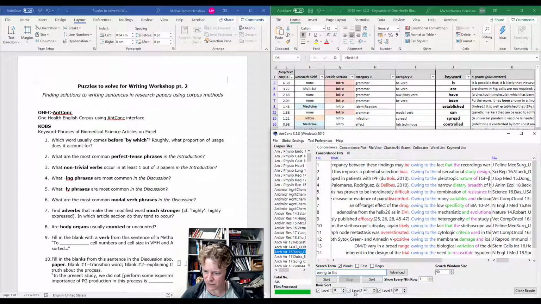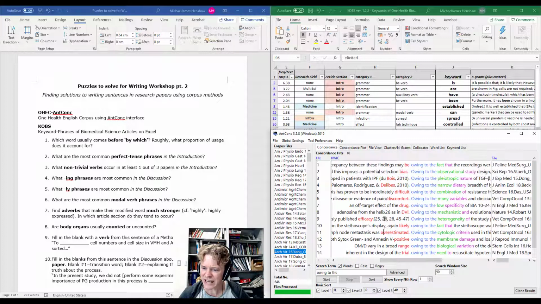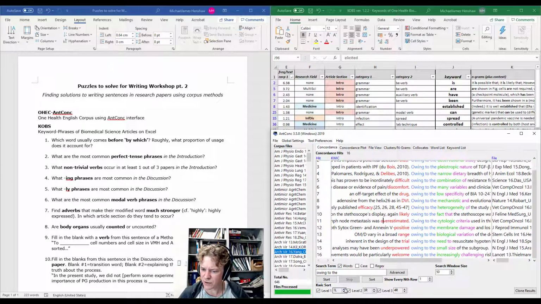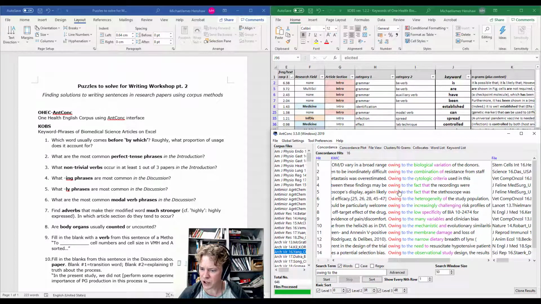Now I need to re-sort my data here. Let's put it on 3 and 4. Right. I don't see any trends of left sorted, so I'm just going to get rid of that one, and let's look at it this way. So it's pretty common to start a sentence with owing. That's about half of them. Owing to the fact that, owing to the many variables, owing to the damage. That's kind of not the most common word, but it's kind of a cool phrase.